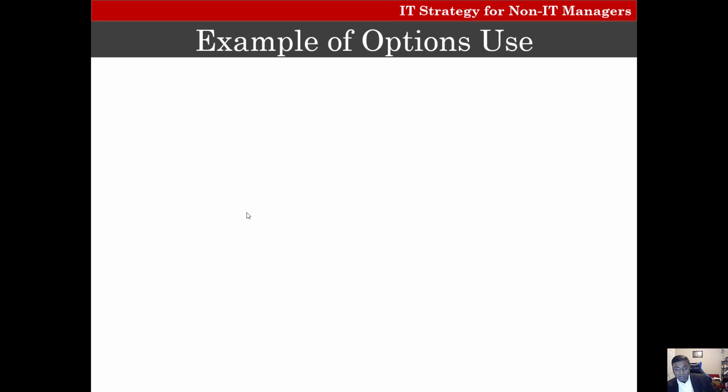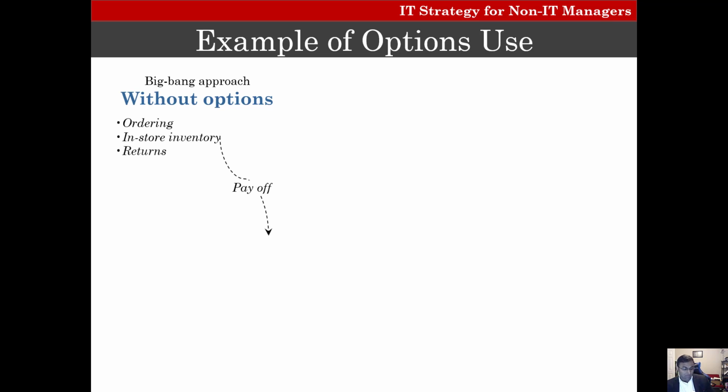So let's look at an example of options use. Practicing real options thinking requires non-IT managers' vigilance to both actively embed real options in IT projects and use their judgment to exercise flexibility that they provide. So here's an example. Assume you want to have 3 chunks of functionality: online ordering, in-store inventory checking, and returns management, right?